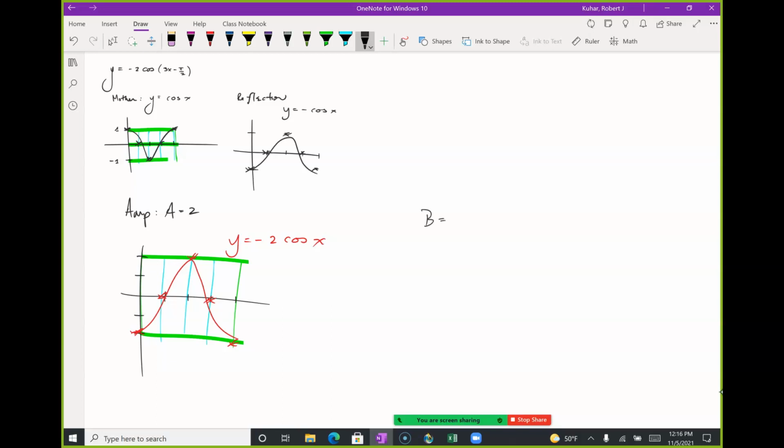Okay, my next one is the frequency, right? So B equals 3. And it's important that I factor this. The way I'm teaching it is I'm asking you to factor out that B value first. And so I get x minus pi over 6. It's easy to see that factoring if you distribute it back, right? If I distribute back that 3, you see I'm going to get 3x minus pi over 2, right?